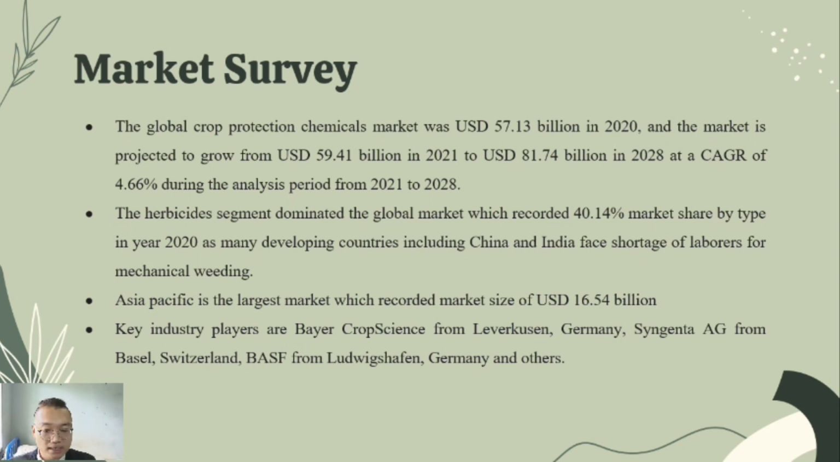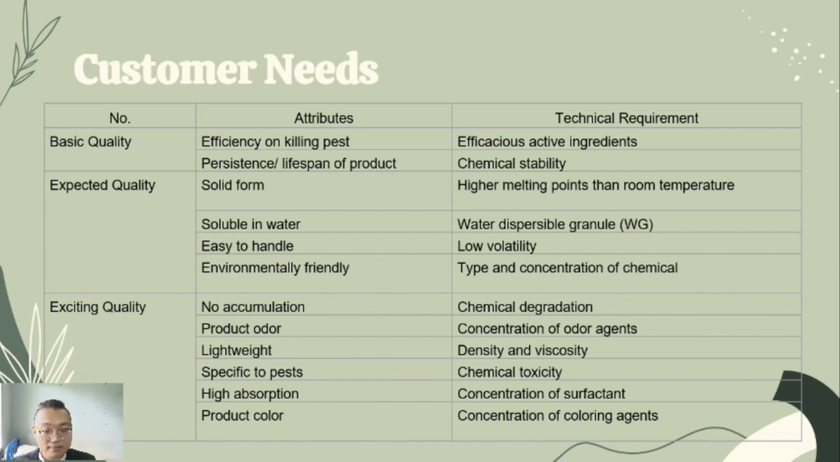in 2020. In many developing countries, including China and India, they are facing problems of the shortage of laborers for mechanical weeding. And the Asia Pacific is the largest market, which recorded a market size of 16.54 billion USD. And the key industry players are Bayer Crop Science from Germany, Syngenta AG from Switzerland, and BASF from Germany and others.